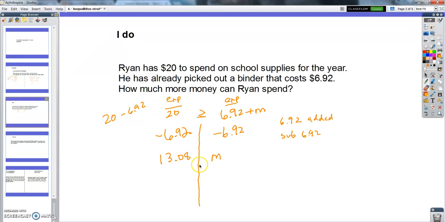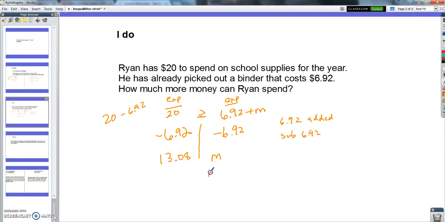So, erase this here. And so I keep the same inequality symbol I had before. The amount of money he spends can be less than or exactly $13.08. Makes sense, because $13.08 and $6.92 would give him those $20. So he can spend exactly that, he can spend any amount less than that.